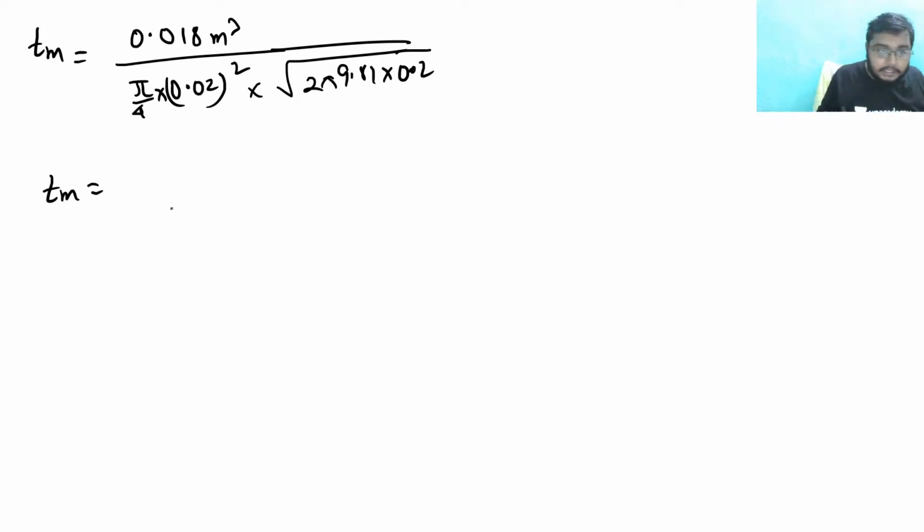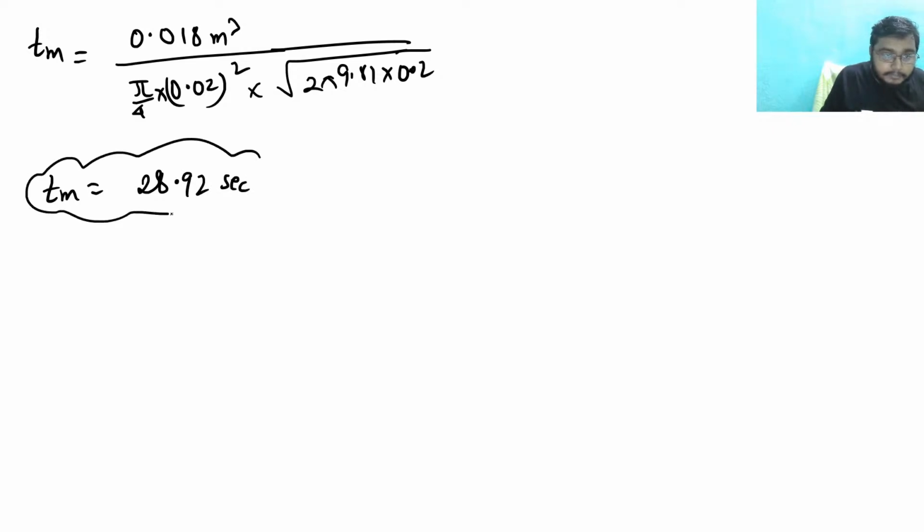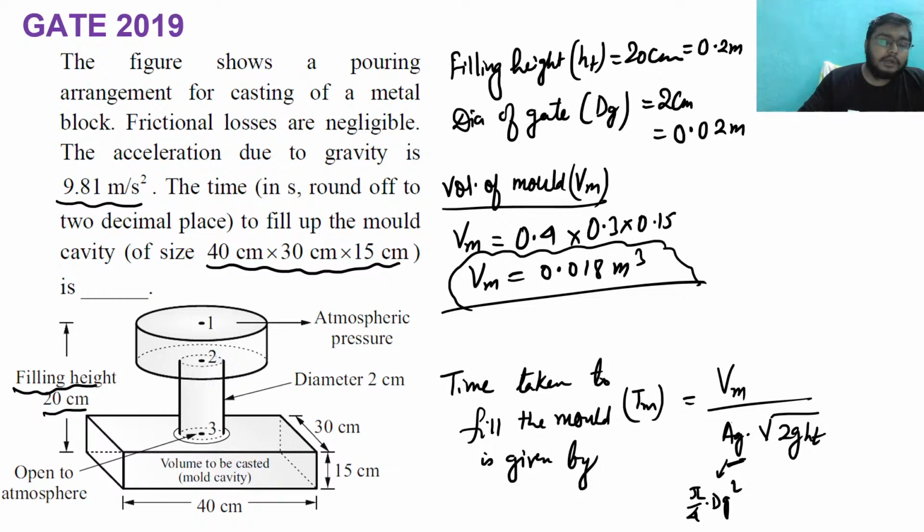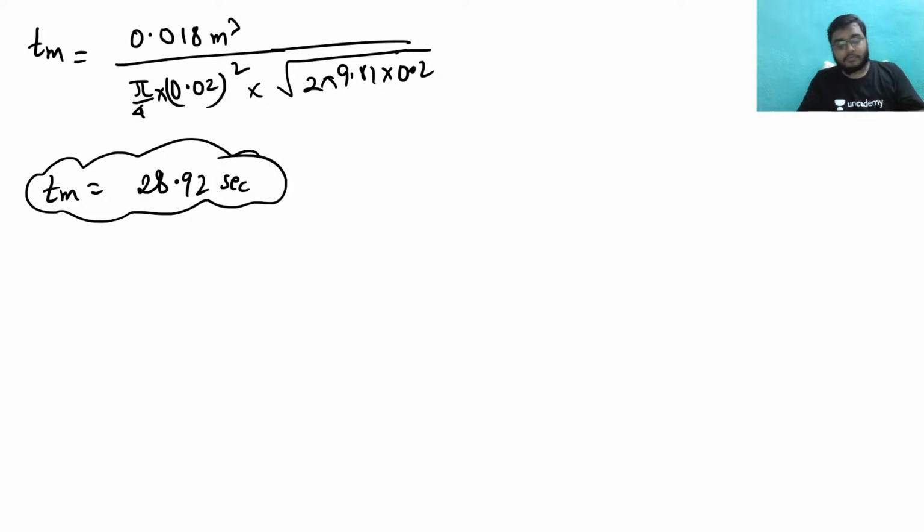So you are getting the value as 28.92 seconds. So this is the answer that you are getting for the filling time. Clear? Filling time. This was a very simple question that came in GATE 2019. Try to see these things and you will be able to solve the questions. If you have any doubt, then please do let me know.